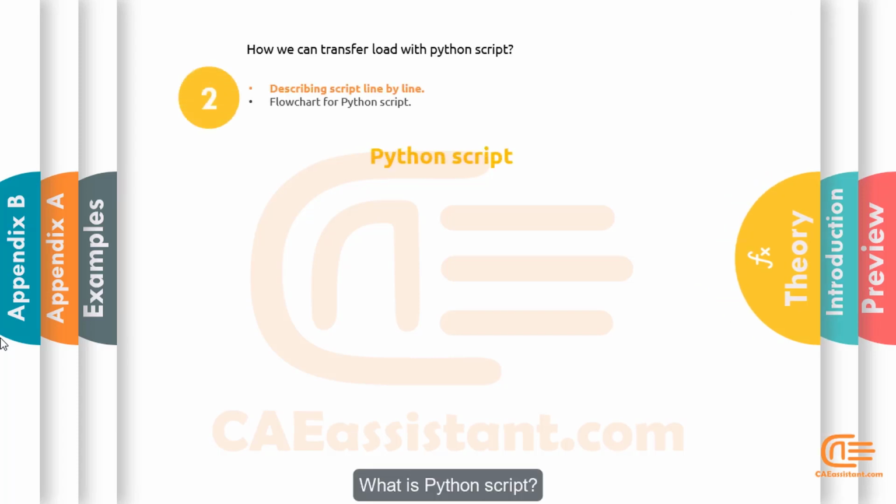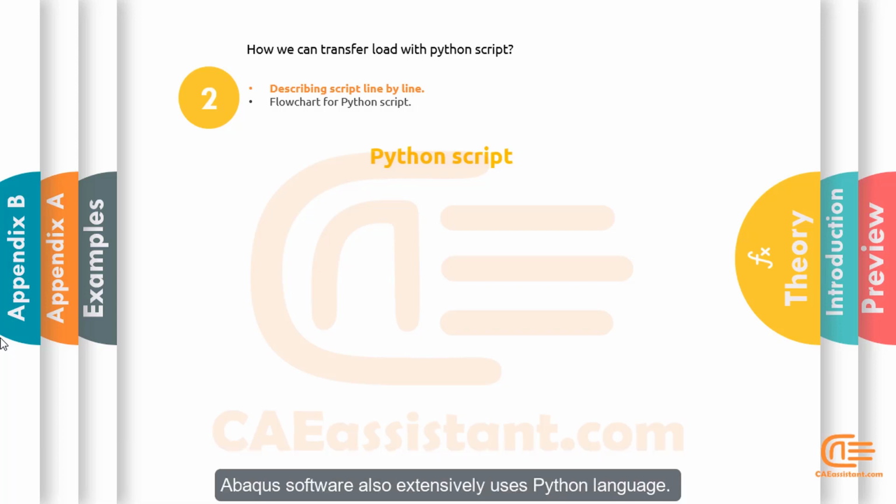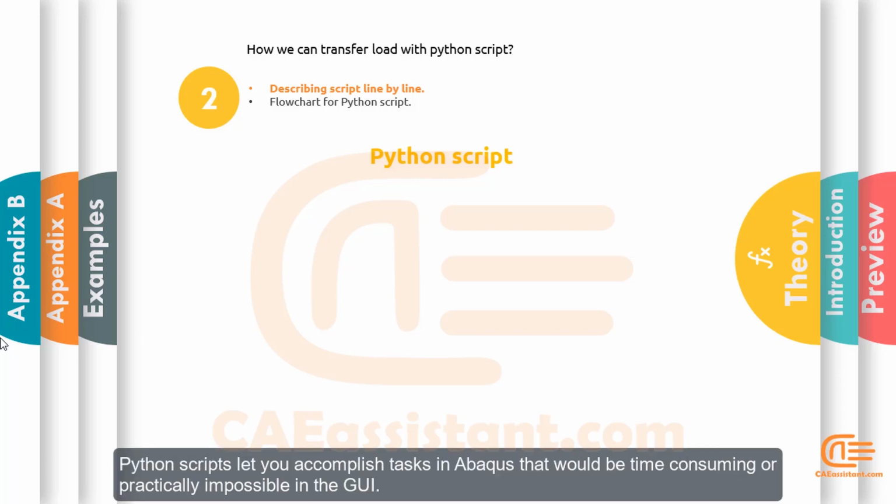What is Python script? Python is a powerful and object-oriented programming language that is widely used by software applications. Abaqus software also extensively uses Python language. To use Python in Abaqus software, we need to use Python scripts. Python scripts let you accomplish tasks in Abaqus that would be time-consuming or practically impossible in the GUI.